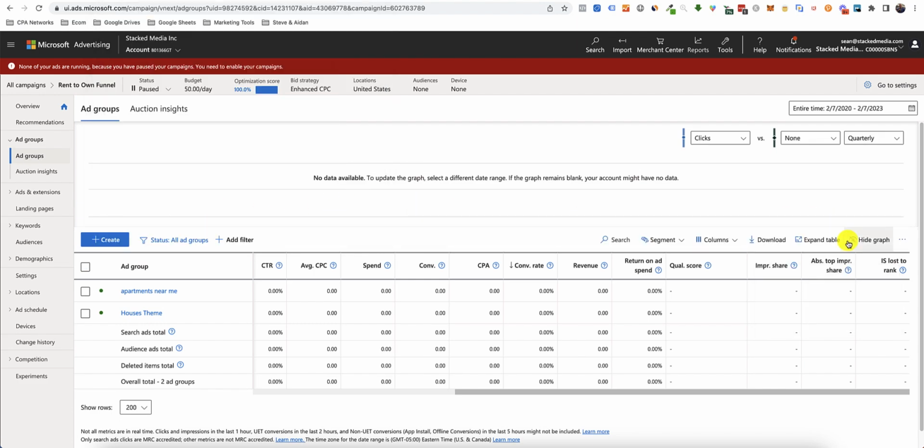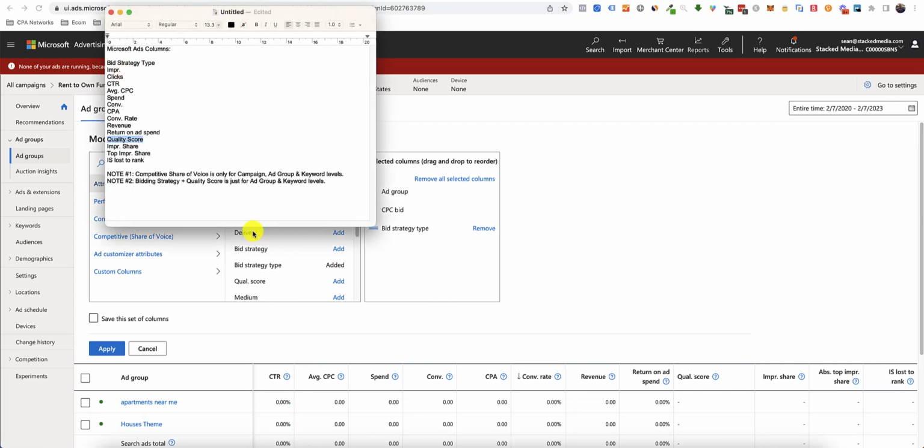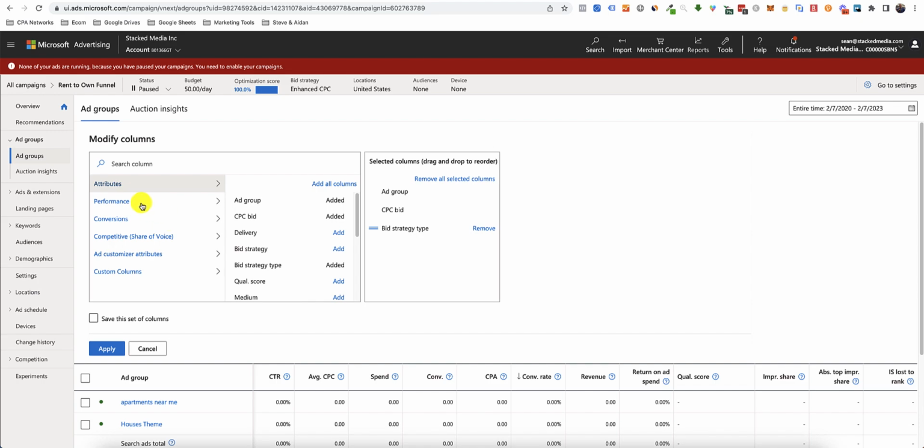Now, how would I add these? Okay, so I'm in the ad group level under columns. I'm going to modify columns. Let's just remove them all so we can start from scratch, okay? Take this list and go in order. So we got attributes, bid strategy type. We're going to click the add button. We got impressions, clicks, CTR. I already know what these are, guys, so I'm going to go a little quicker, but you can slow down. So we got impressions, clicks, CTR, and then I think I got CPC and spend. CPC and spend. So those are the 5 under performance.